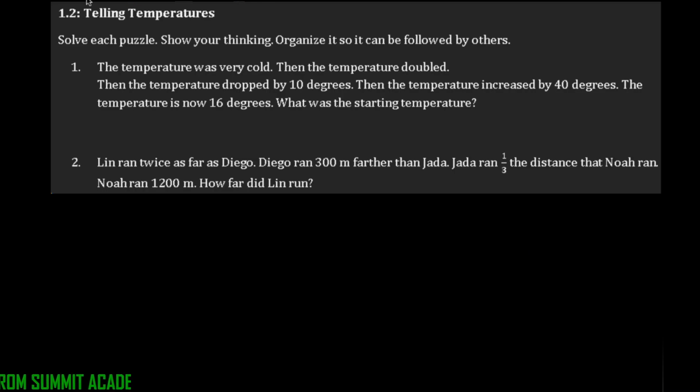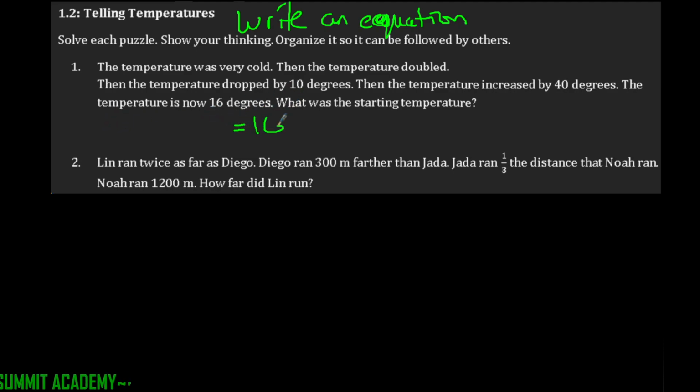So a way you can write this out is like this. You can write an equation. Let's try writing equations. We end with 16 degrees. We started with the number x, we don't know what it is, but we doubled it, so we'd have 2 times x, then we subtracted 10 from it, and then we added 40 to it to get 16.